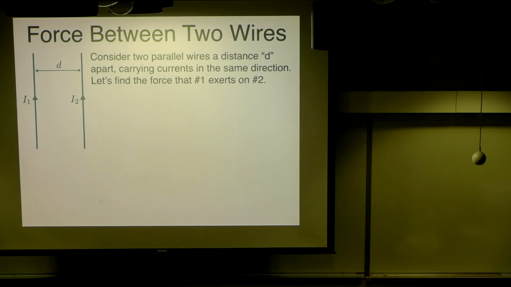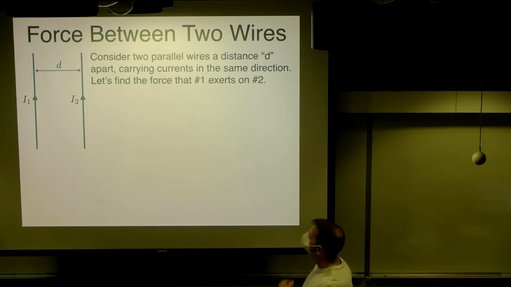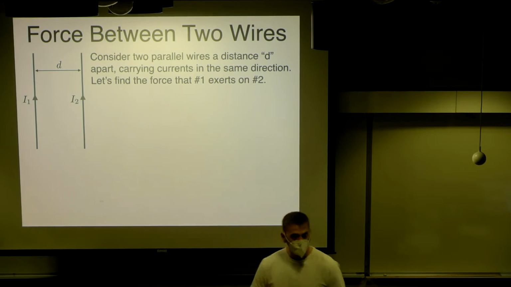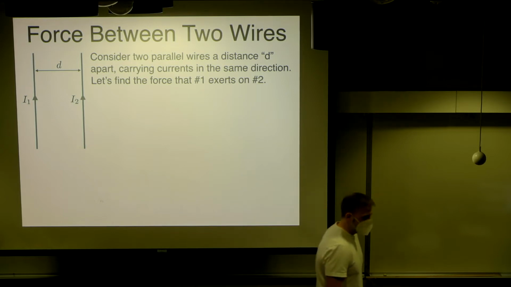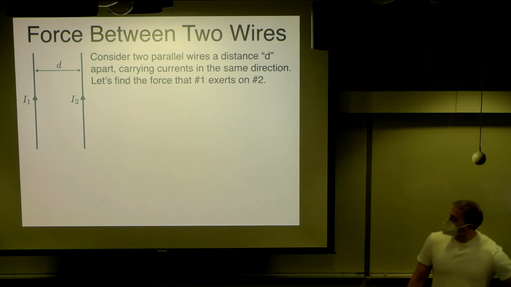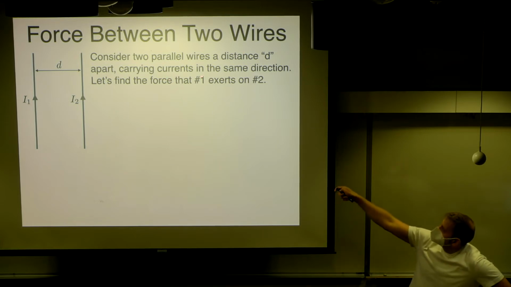For our example that we'll use to derive the result, we're going to have a wire here, which has current I1 running through it, and another wire over here that has a current I2 running through it, and you can see the currents are parallel. There's some distance between the wires. Let's call that D. So here's how we're going to go about doing it. First, let's find the force that number 1 exerts on number 2.